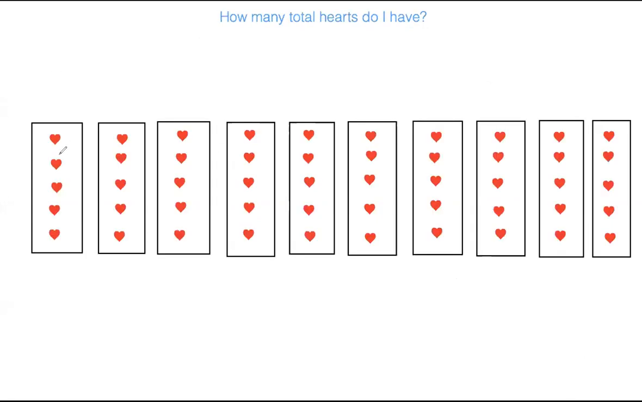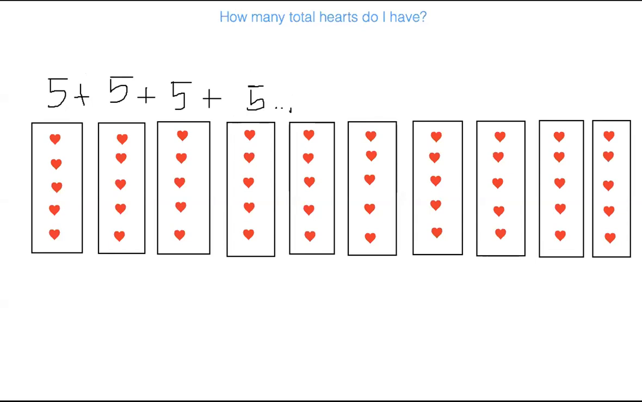We could see there's 1, 2, 3, 4, 5 hearts in each box. So we can say there's 5 here and 5 here, 5, and 5, and 5, and so forth. We have a lot of 5s. And we could add them, but that would take a super, super long time. So if we go like 1, 2, 3, 4, 5, 6, 7, 8, 9, 10, 11, 12, 13, 14, that takes way too long. And this is why multiplication is so important.